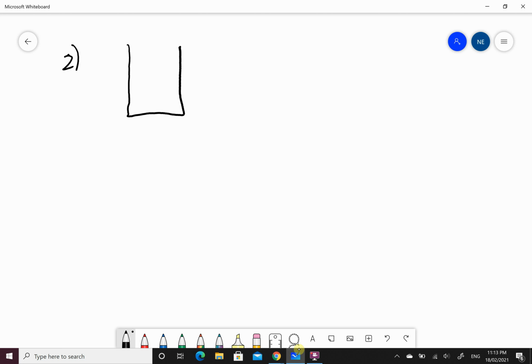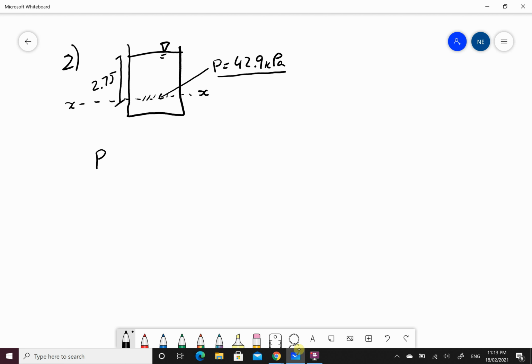So I have the tank, I have my fluid, and let's come down, we're going 2.75 meters. And on this plane here, on this X plane, so anywhere along here, my pressure is equal to 42.9 kPa. Alright, so that is along here. How am I going to work that out? Well, I know my pressure at any given point is equal to rho GH.